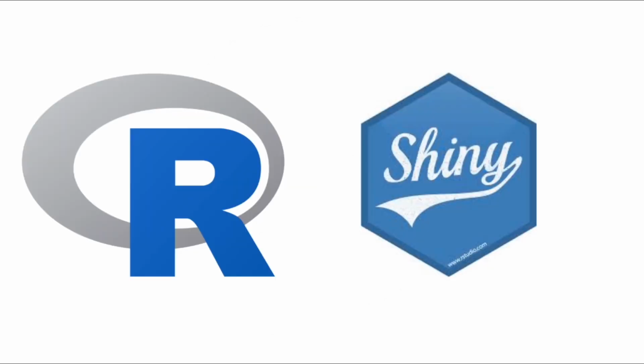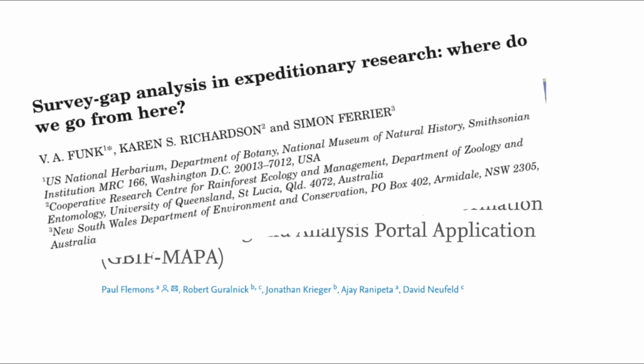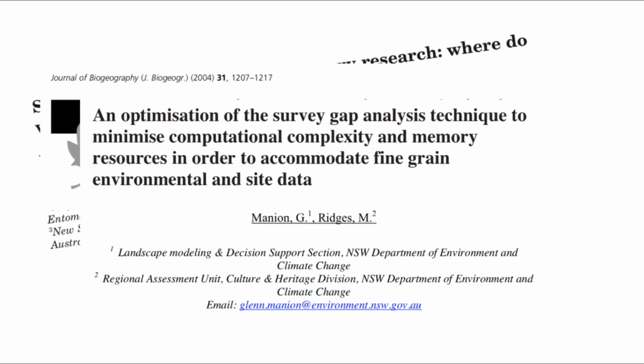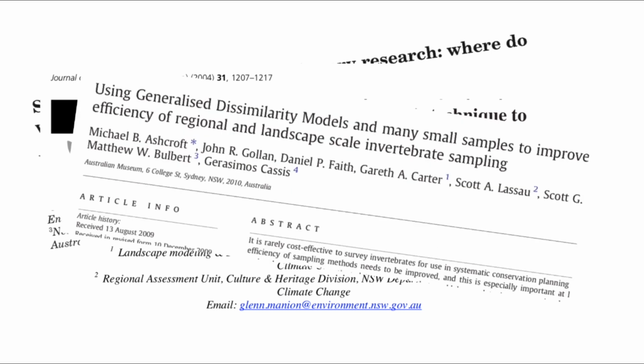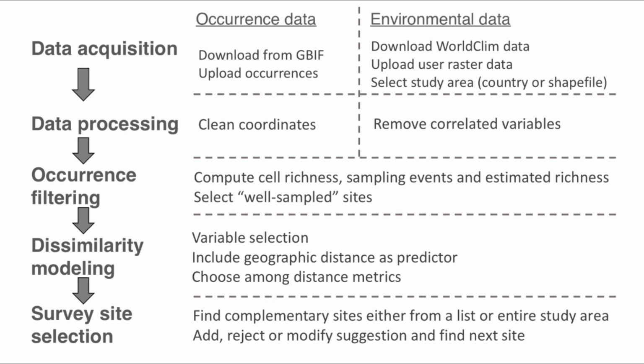WhereNext is an R package and Shiny app designed to optimize biodiversity sampling by using existing open biodiversity data and environmental information. It does it by implementing the p-median optimization approach to biodiversity sampling proposed by scientists more than 20 years ago, but so far not available in an open source implementation.